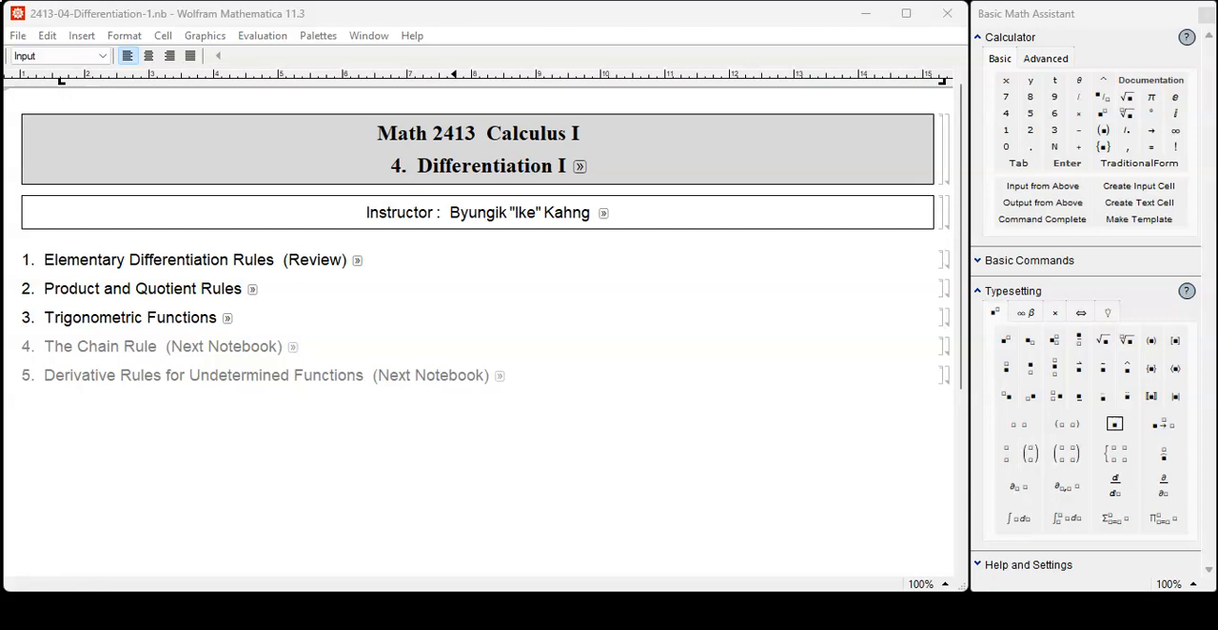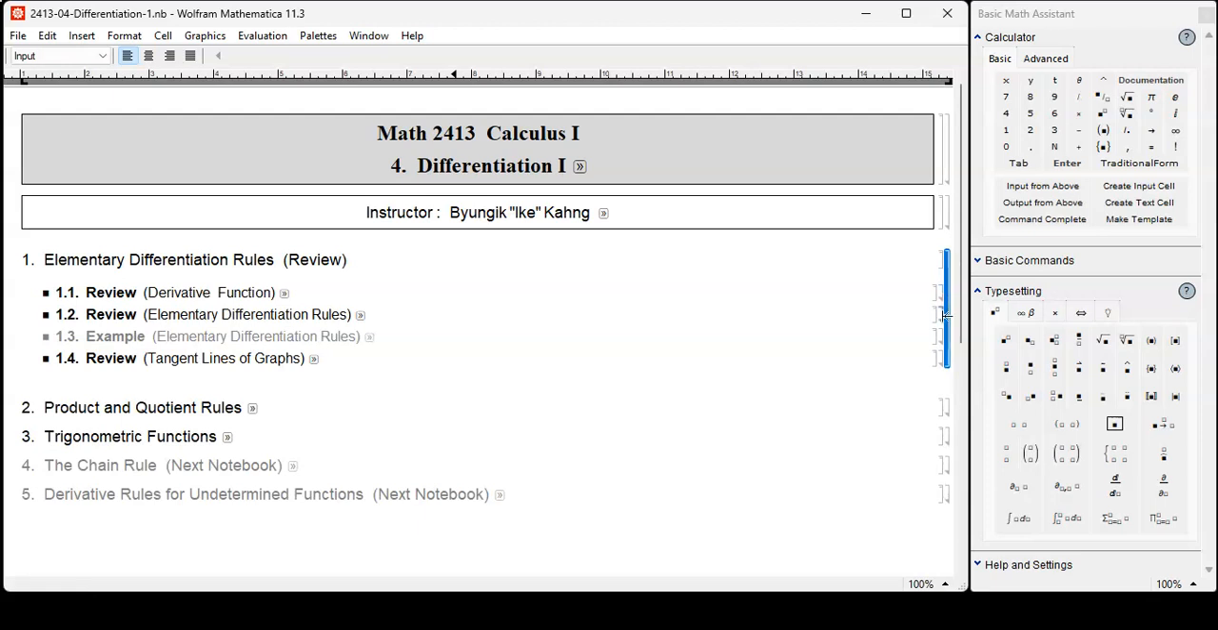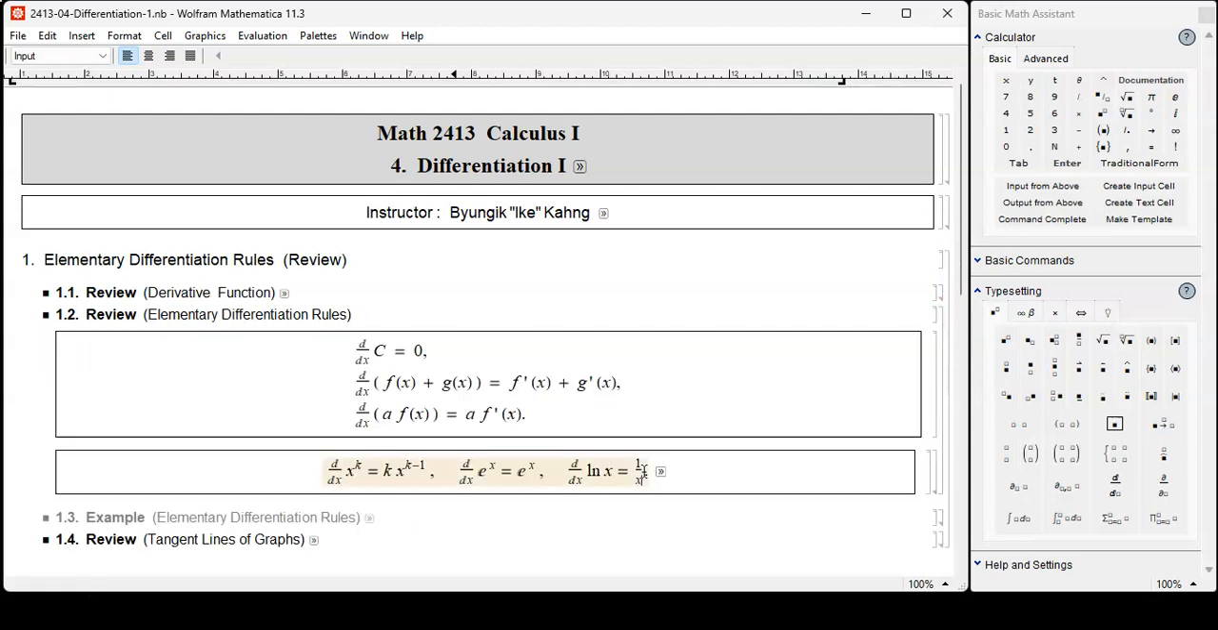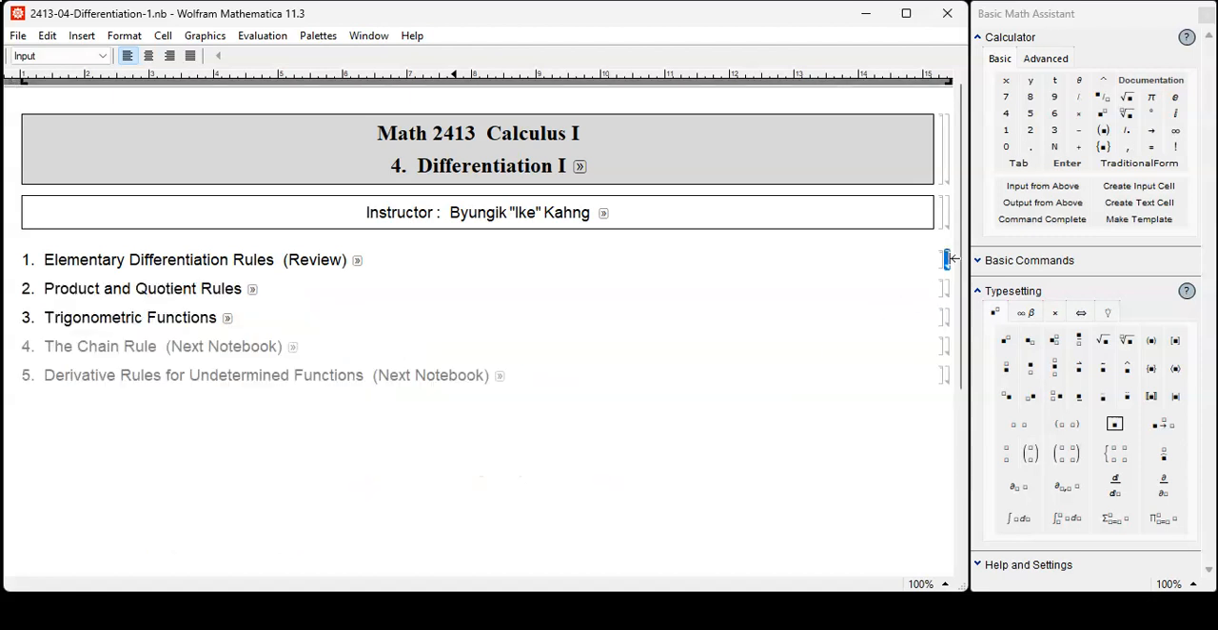The next topic, let's consider some trigonometric functions. Remember, the elementary differentiation rules include the power function, natural exponential function, and natural logarithmic function. Trig functions are different.